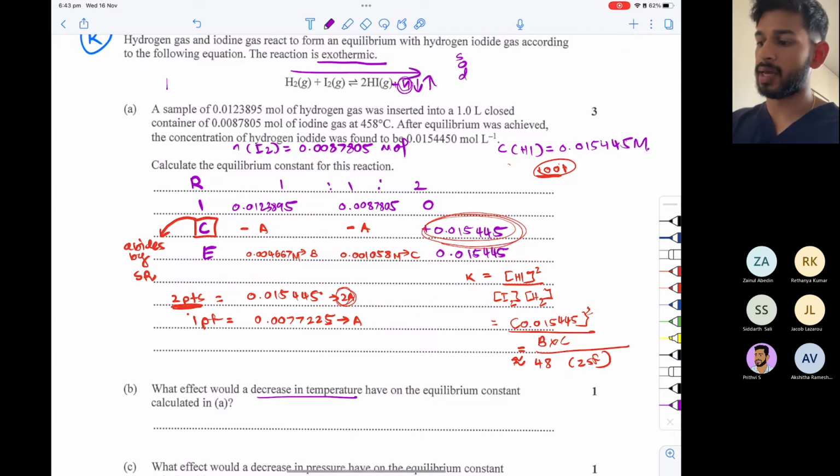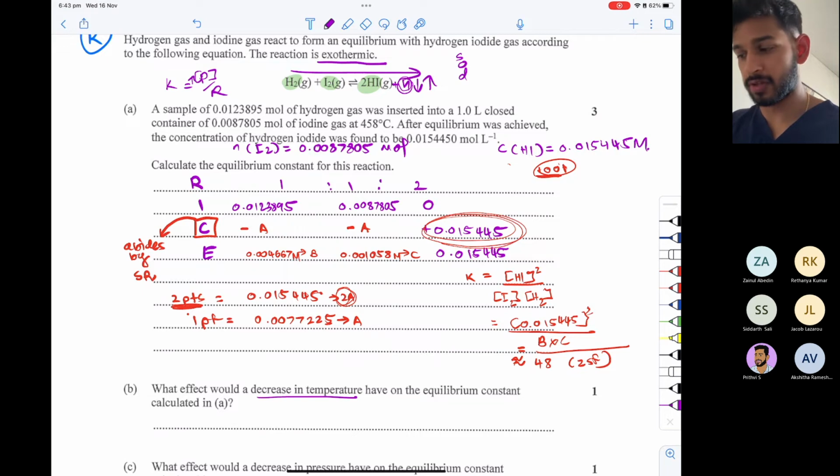What does that do to K? K is just products over reagents, right? When you shift to the right, what happens to products? What happens to reagents? So there would be more product concentration, exactly. When you shift to the right, what would happen to reagents? There would be less. Good. So what happens to K? Does it stay the same?